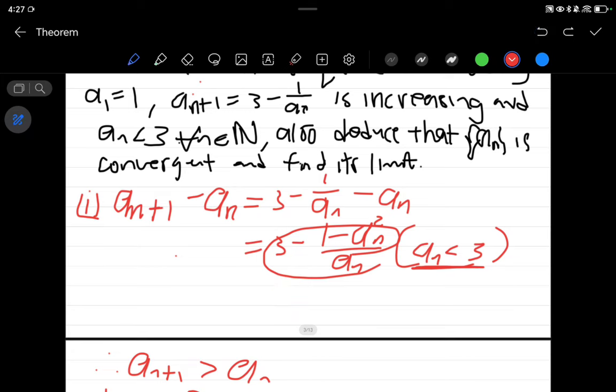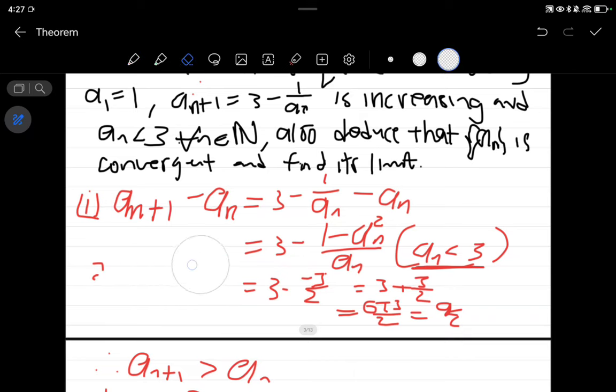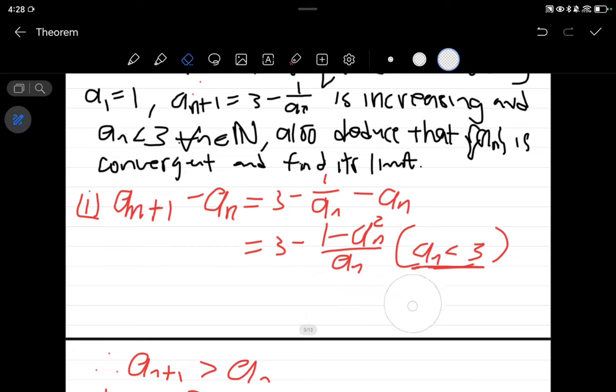So what I'm going to do now is plug in 2. Let's try to plug in 2 and see. If I plug in 2, I'll have 3 minus (1 minus 2 squared) all over 2, which is 3 minus, this will be 4, 1 minus 4 is minus 3, over 2, this will be positive, so 3 plus 3 over 2, which is 6 plus 3 over 2, which is 9 over 2. So you see that it's positive, right? This would be greater than 0. So this simply states that this thing is increasing because we found that it's greater than 0. So now I'm just going to write greater than 0 here.